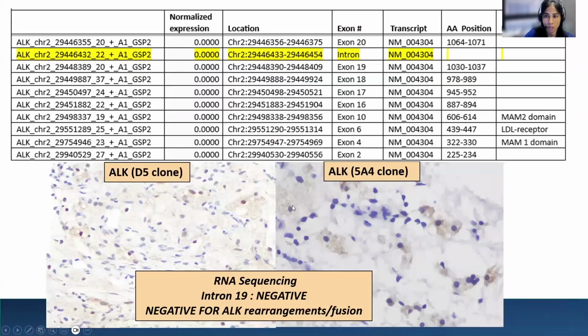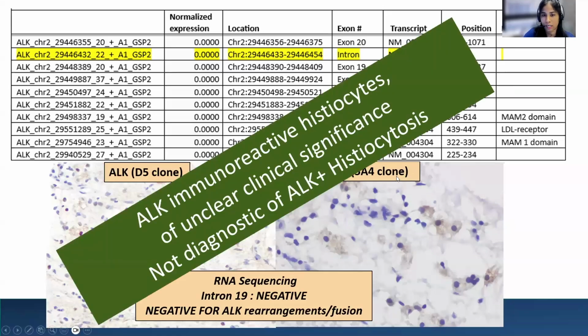Now, going back to our case where there was ALK expression by two different antibody clones with D5 showing nuclear expression, the intron 19 was analyzed and there was no expression present on intron 19. This area is between exon 19 and exon 20. Hence, this was just a case of ALK immunoreactive histiocytes of unclear significance, and it's not diagnostic of ALK-positive histiocytosis. In daily practice, one thing to keep in mind is that the D5 clone is extremely sensitive and it can non-specifically stain reactive histiocytic proliferations.